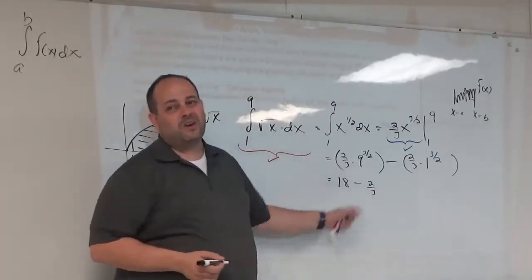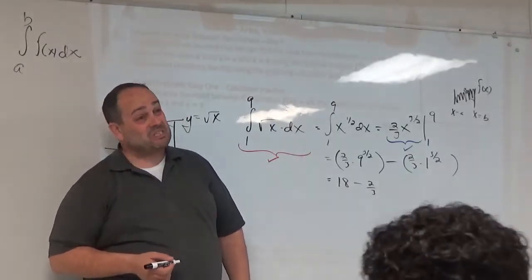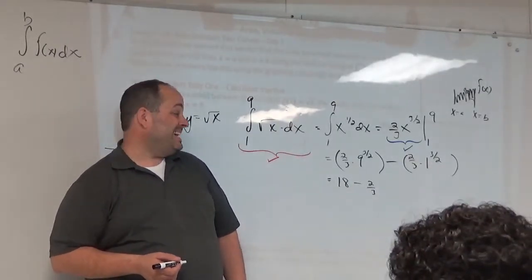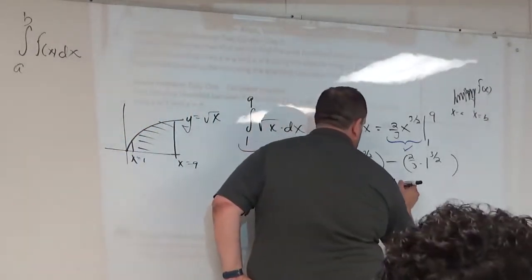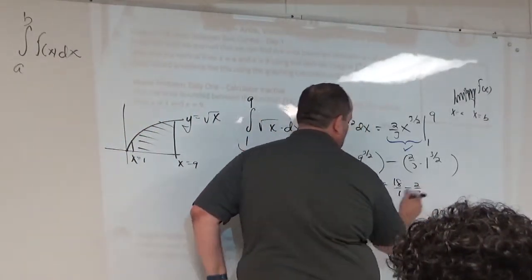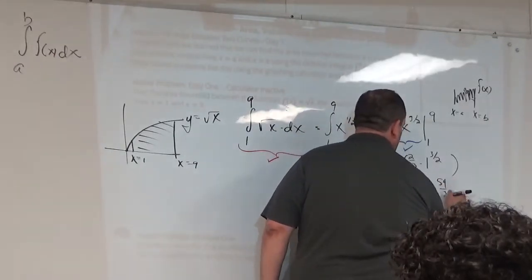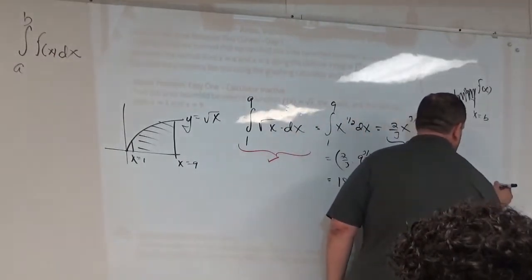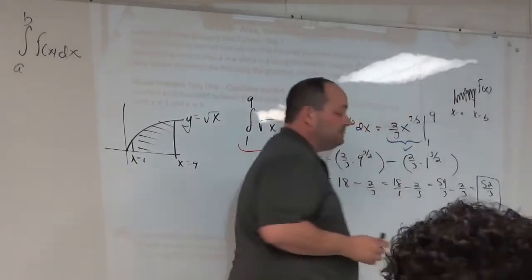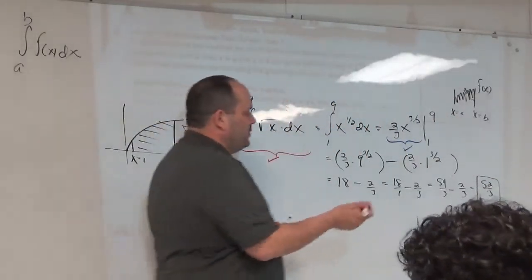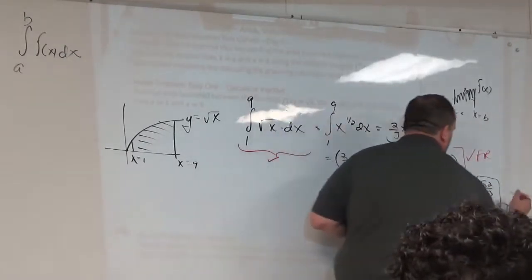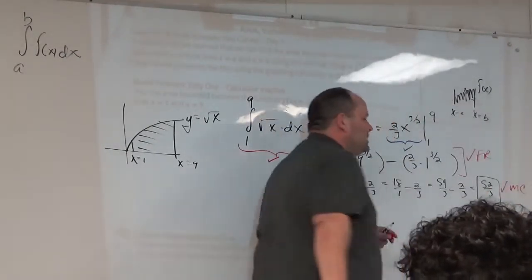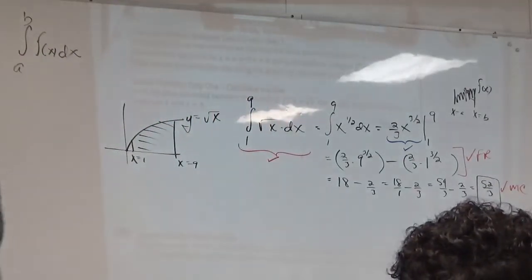Now, for multiple choice, I need you to simplify. I need you to combine 18 and 2/3. If you're not sure, make it 18 over 1 minus 2/3, common denominator: 54/3 minus 2/3 is 52/3. Done. If we're talking about the free response part of the test, there you go. If we're talking about the multiple choice, you need to get to 52 over 3. And I would hope for the most part we're feeling comfortable with this.